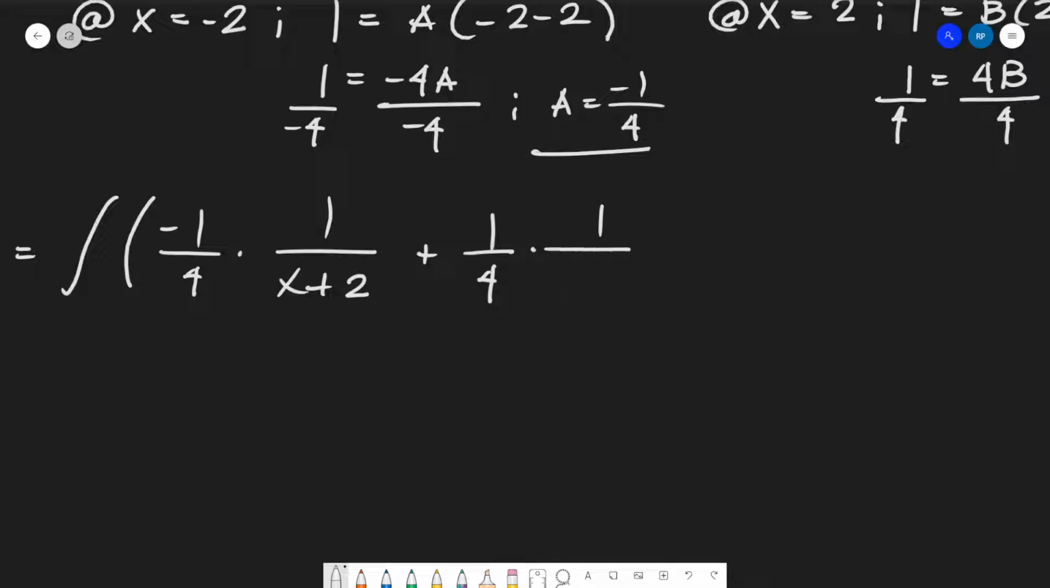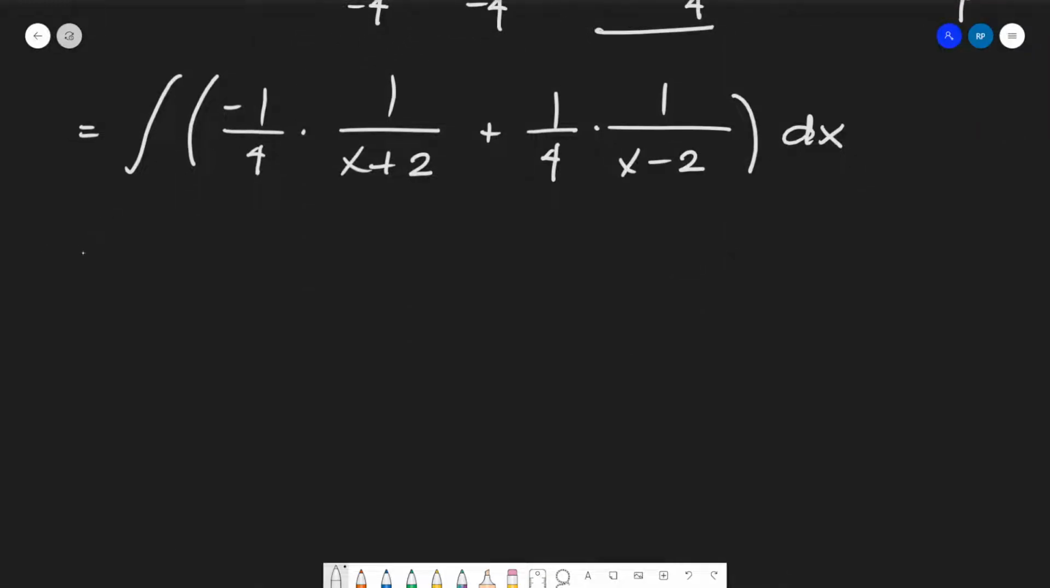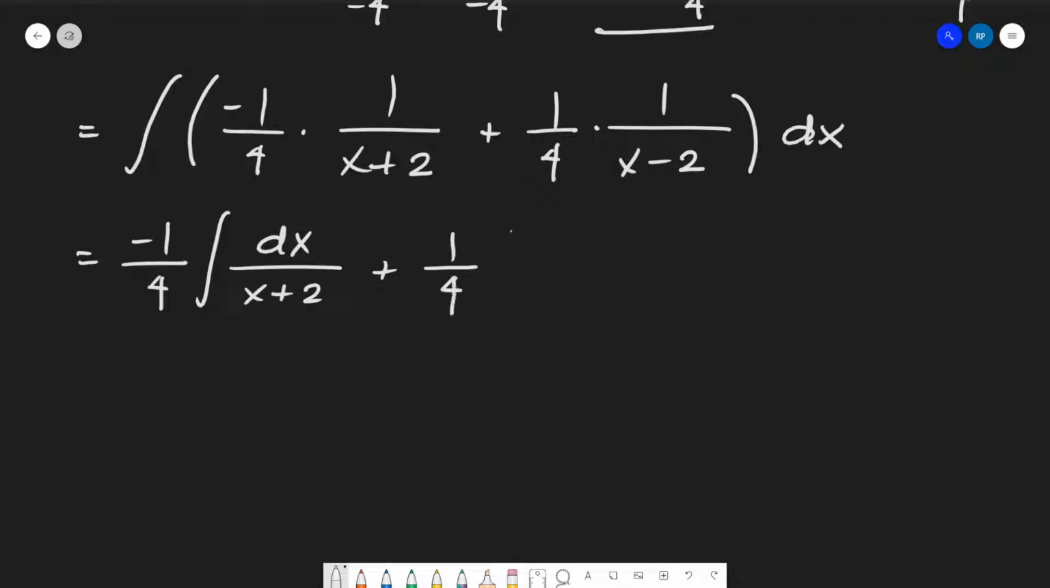times 1 over x minus 2. No, yun yung nasa ilalim ng b. dx. Okay? Then, let's distribute. Of course, pwede natin ilabas yung whole number. Integral ng dx over x plus 2. Then, plus 1 over 4 integral naman ng dx over x minus 2.